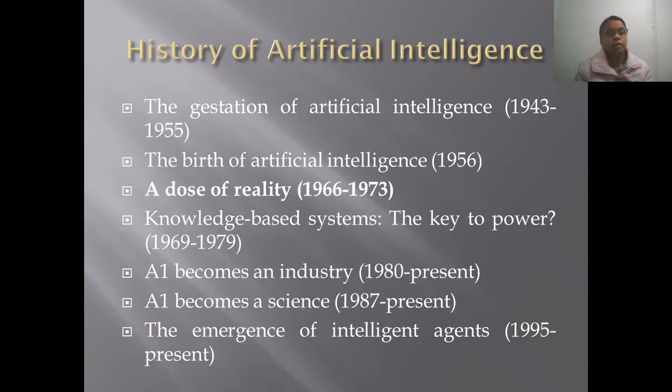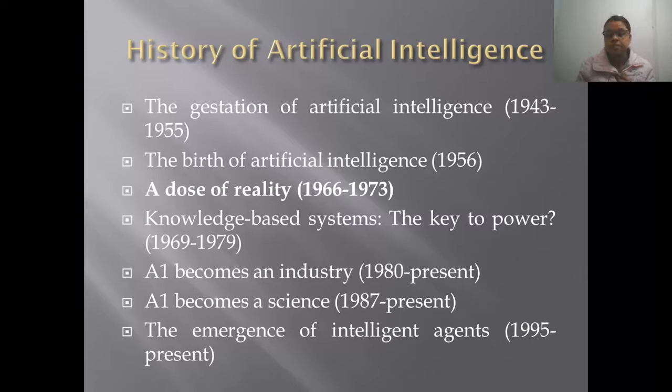And of course later on, in 1966 to 1973, a dose of reality is mentioned there. Okay, so the next is knowledge based systems, that is the key to power, and it is between 1969 to 1979. Okay, and artificial intelligence becomes an industry.